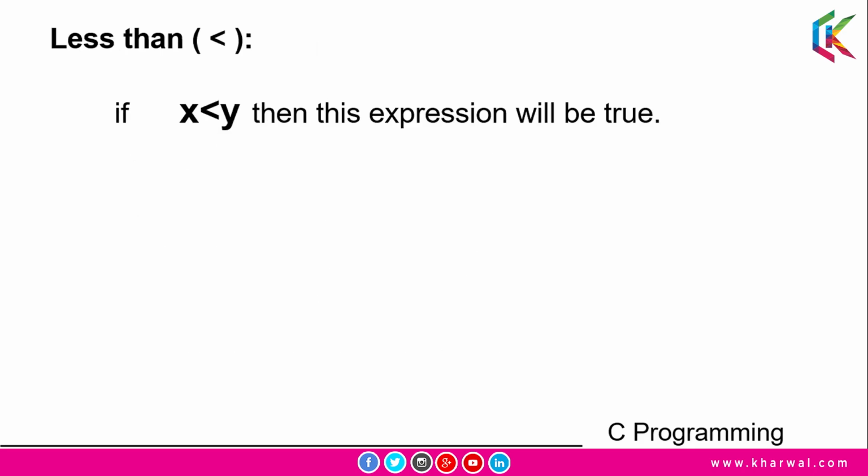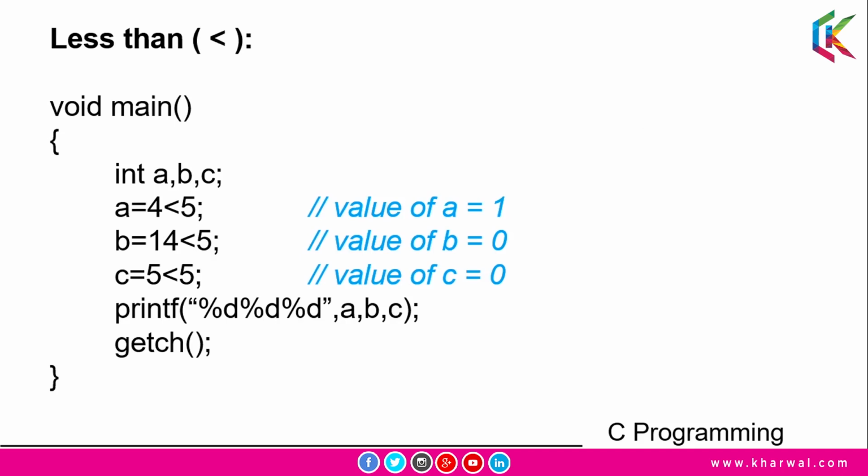Guys, the first relational operator is less than, and if x is less than y, then this expression will be true and it will return 1, otherwise it will return 0. Now guys, let's take an example of this relational operator. We have declared three integer variables a, b and c to store the values of these expressions. So in the first expression 4 is less than 5, so this expression will be true and it will return 1 that will be stored to a.